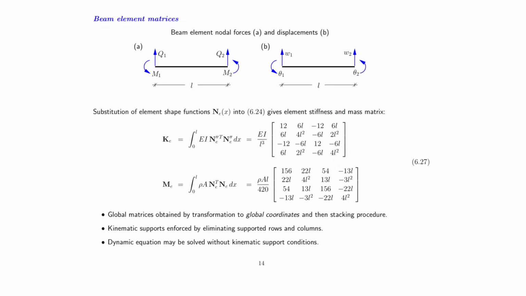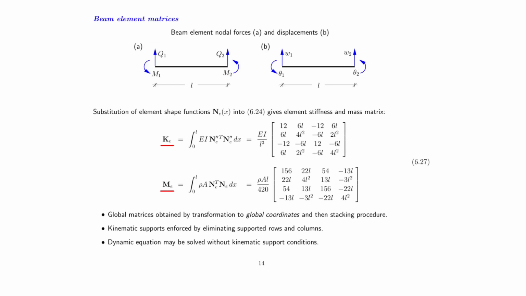The stiffness matrix and the mass matrix are given by these expressions we have derived. For the stiffness matrix, the element shape functions must be differentiated twice and then multiplied, and then we need to remember to multiply by the bending stiffness EI, whereas the mass matrix, as for the cable, is given by the shape functions without any derivatives, simply because mass inertia is associated with motion and not with any deformation.